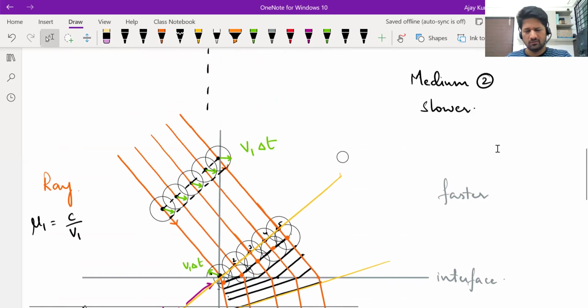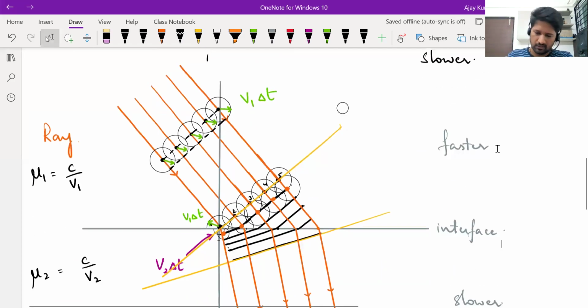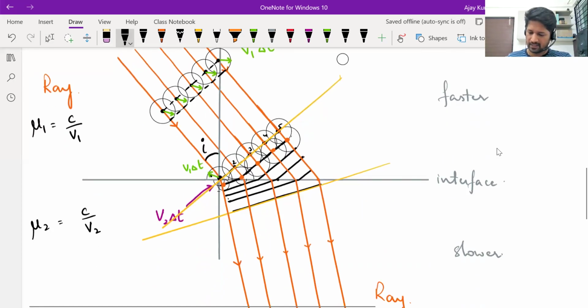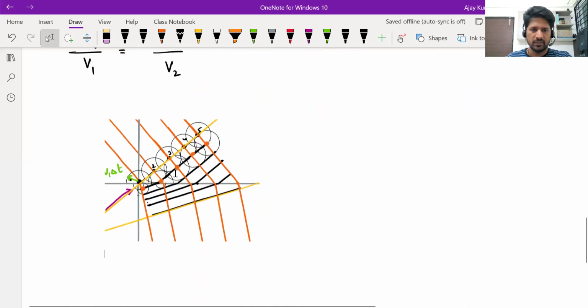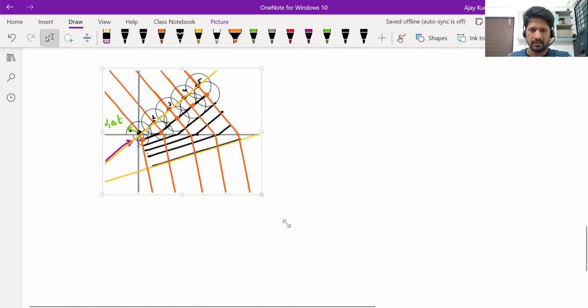If you see, now you know that angle of incidence is nothing but the angle between incident ray and the normal. So this angle here is the angle of incidence. And angle of refraction is the angle between refracted ray and the normal. So this is the angle of refraction. You need a relation between sin I and sin R. Let us zoom into that part of the diagram.